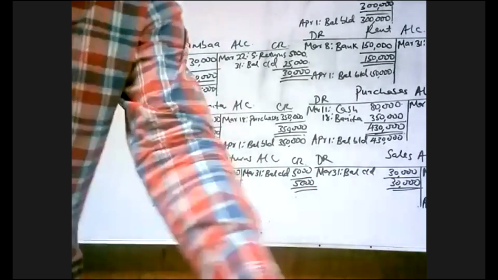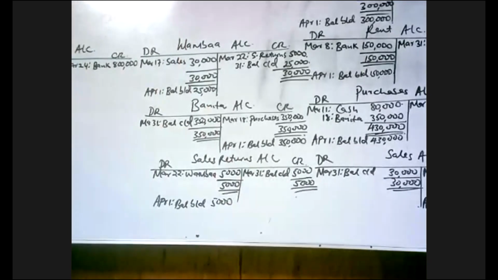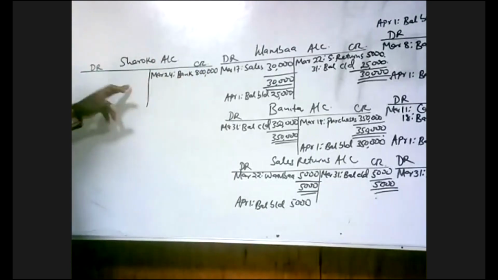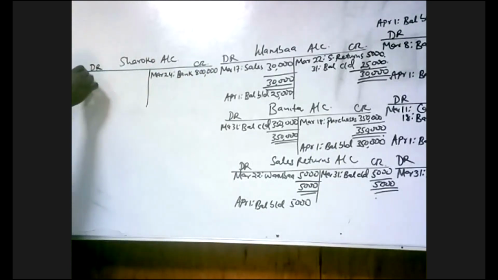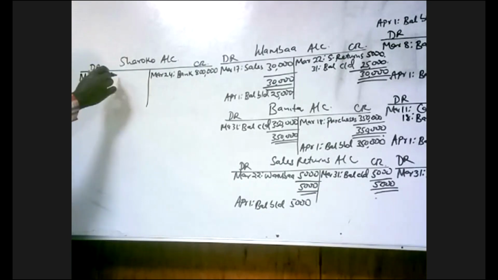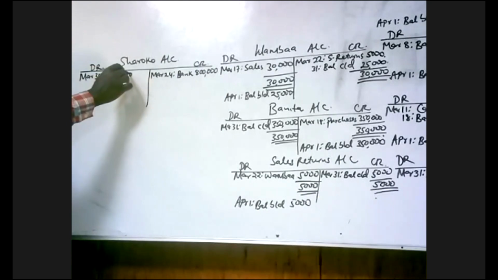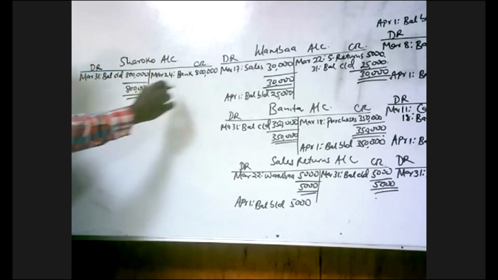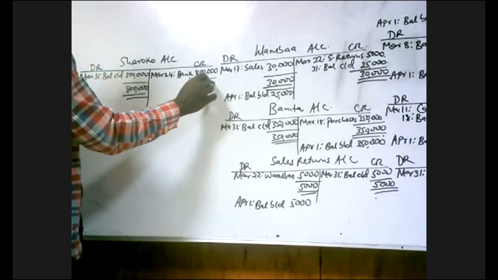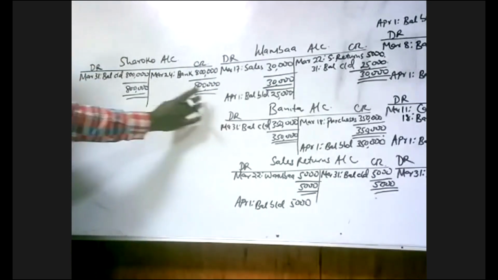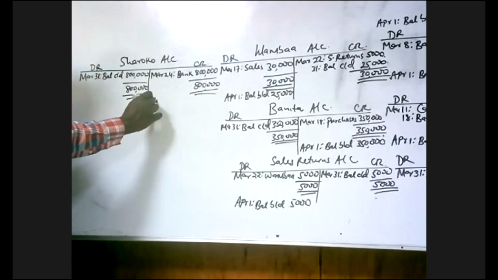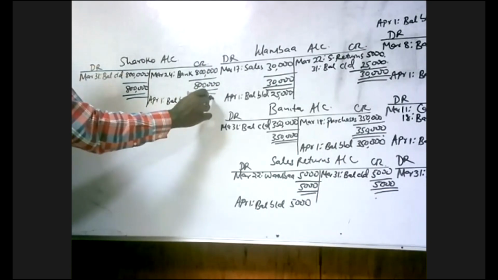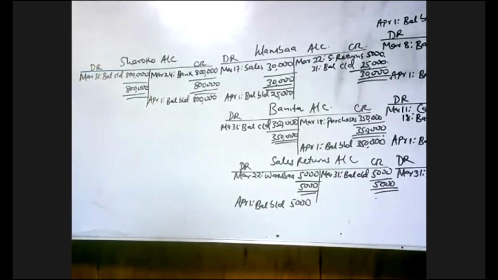The last account is for Shaloko. Credit 800,000, nil on the debit. Balance carried down 800,000. If carried down is on the debit, brought down must be on the credit. And that is the end of balancing.